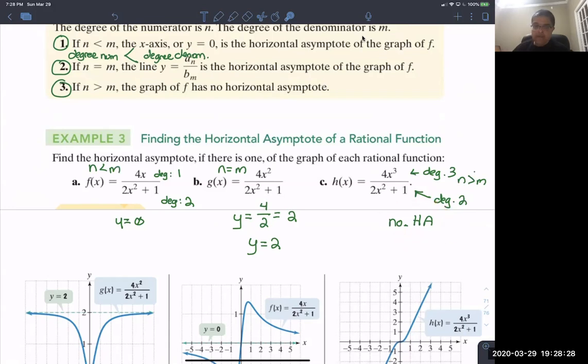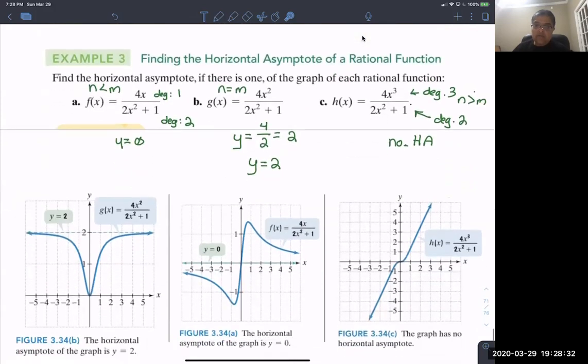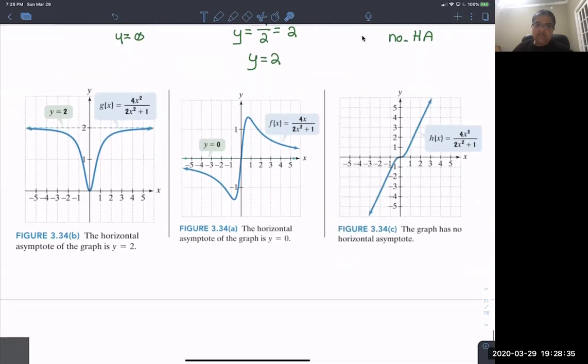Okay. So how does this look? So here are the graphs of this. Notice in this graph, the degree of both the numerator and denominator are the same. So it's the ratio of my leading coefficients, y equals 2. You see in the graph, as x goes to infinity on the right or negative infinity on the left, f of x, the output, is approaching this horizontal line, y equals 2.